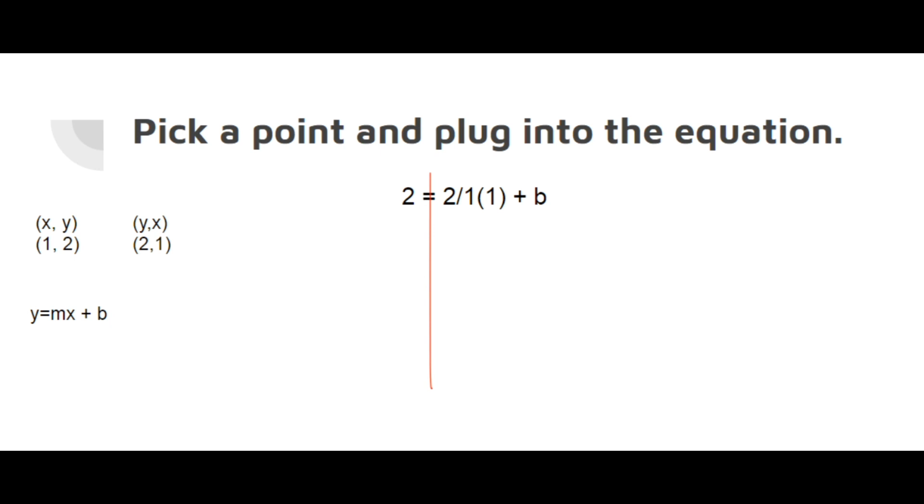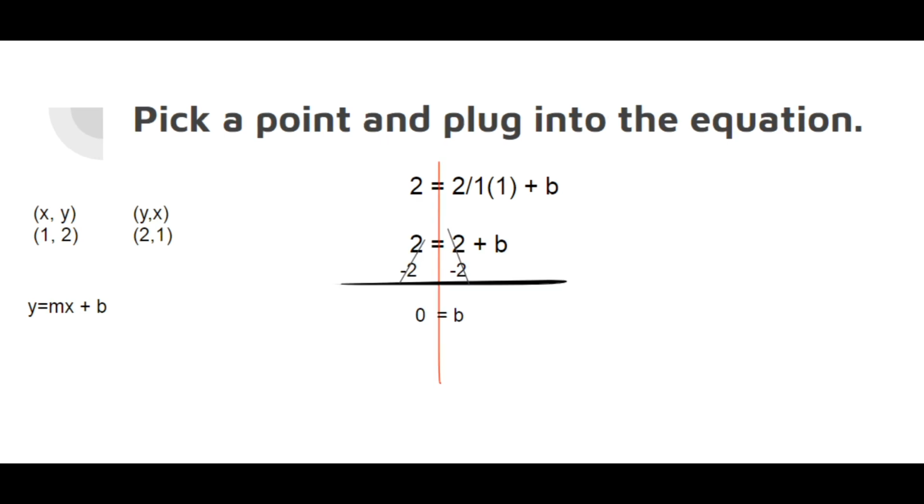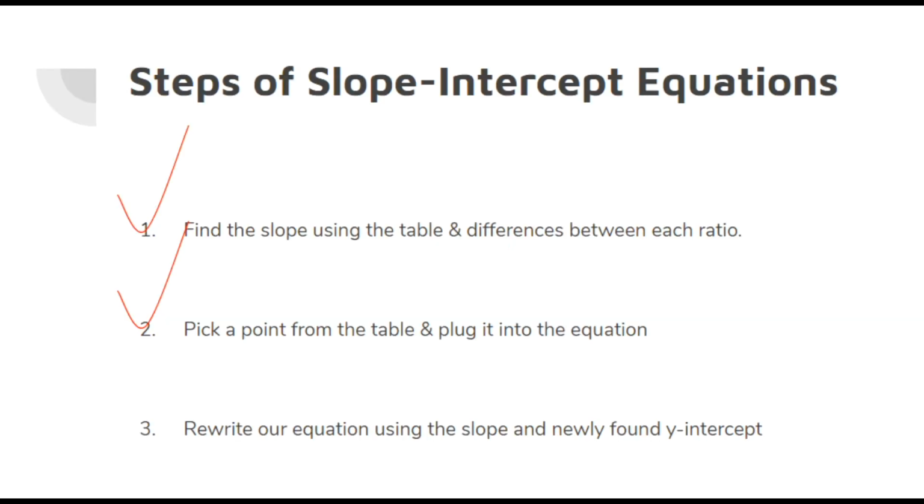So to check, you should have gotten 0 for b. So 2 over 1 times 1 is just 2. And so then we have to cancel out the 2's and isolate b and get it on one side by itself. To do this, we'll use inverse operations. So we'll subtract 2 from both sides. And then 2 minus 2 is just 0 because we canceled both of these out. So b actually just equals 0. Now we're done with our second step.